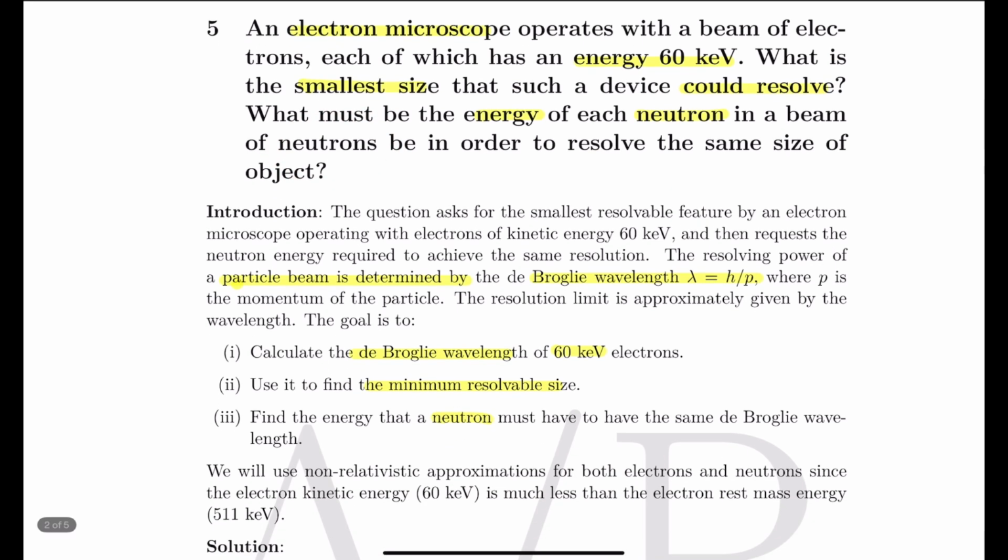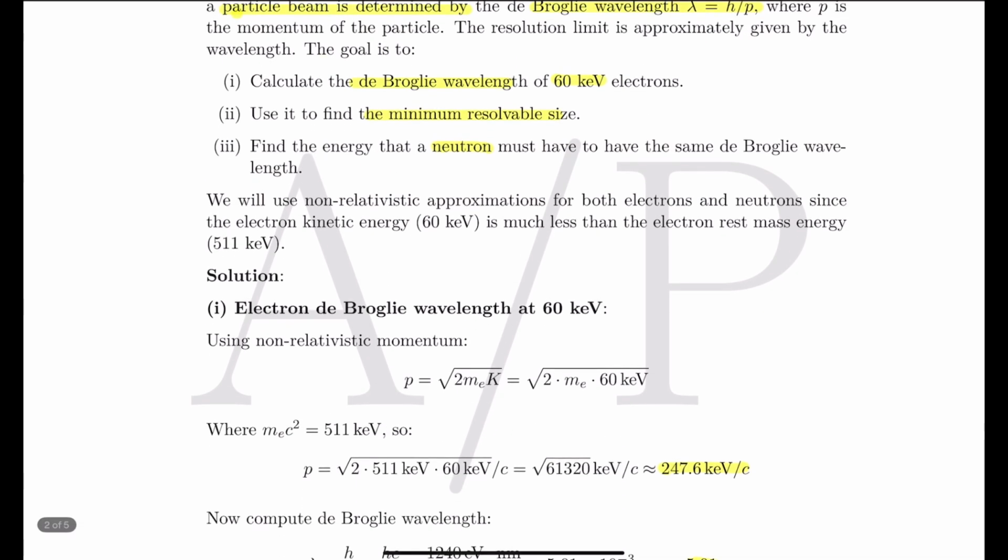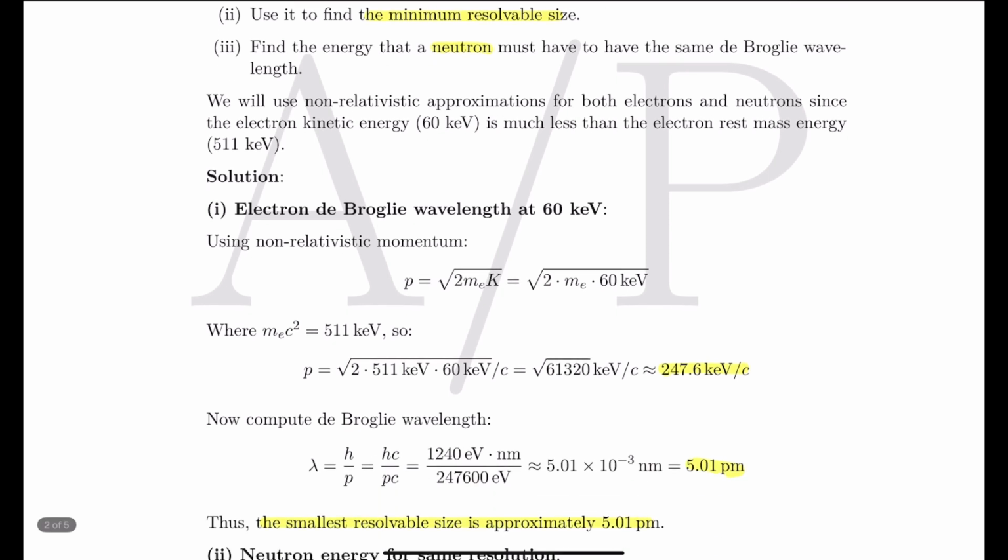So we are going to use the de Broglie wavelength, minimum resolvable size, and something like that. Let us see how. We know that 60 kilo electron volt is very small compared to the electron's rest mass energy, which is 511 kilo electron volt. So this is going to be the non-relativistic case, and we are going to find the non-relativistic momentum, which is given by the square root of 2m times kinetic energy. When we put in all the values, we get 247.6 kilo electron volt per c.